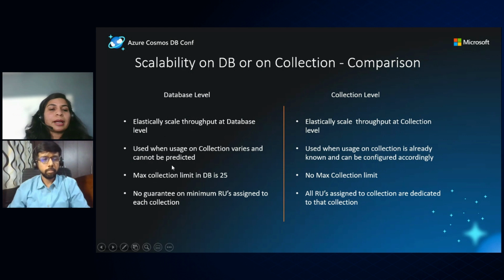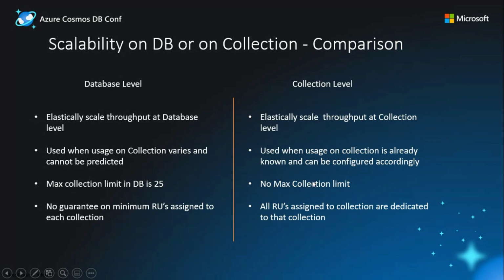Another limitation with database level throughput is that when you define autoscale at a database level, the maximum number of collections that a database could contain is only 25. But if you define the throughput at collection level, then there is no limit on the number of collections that you can add to this database.